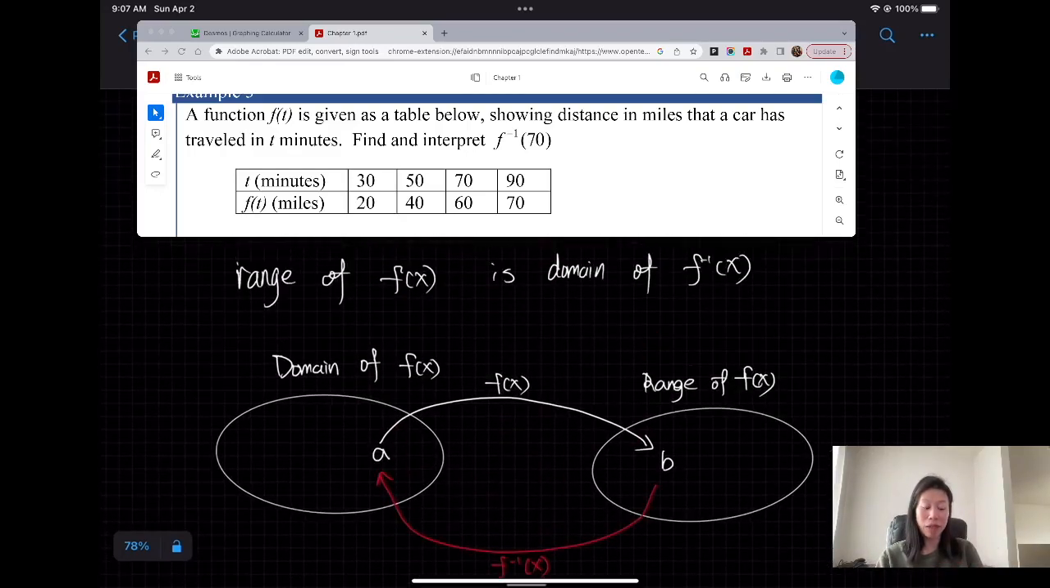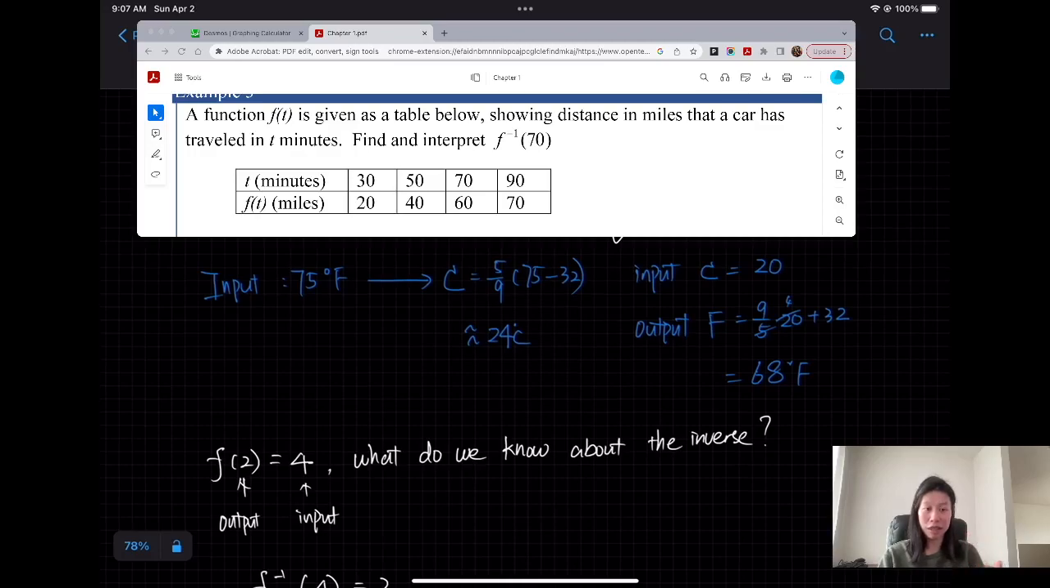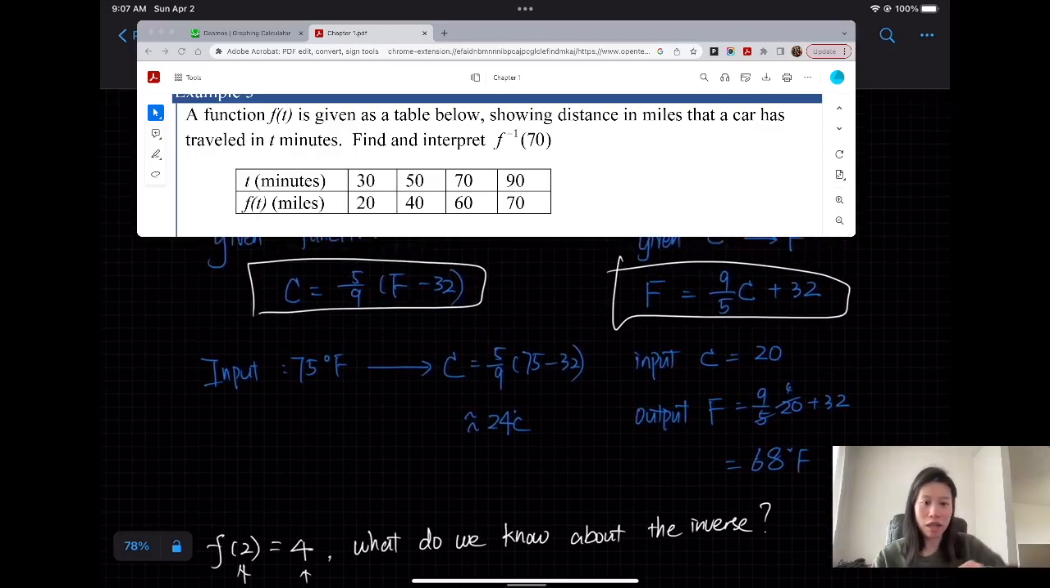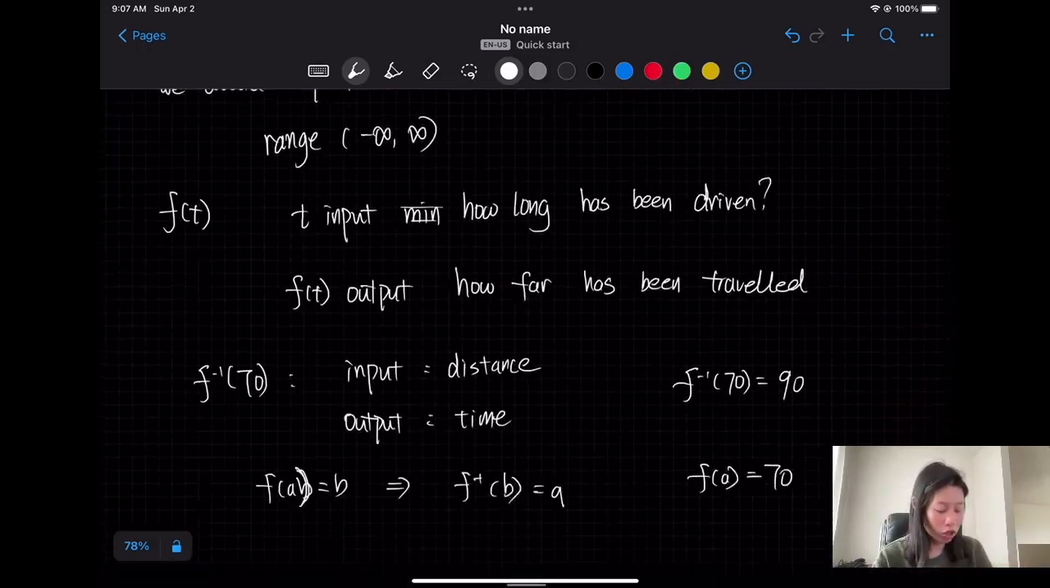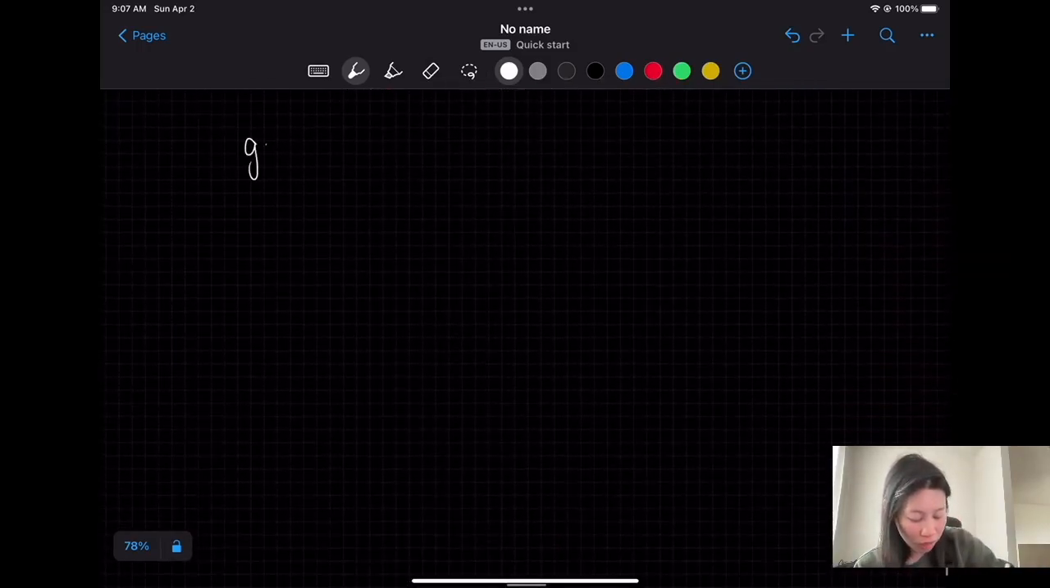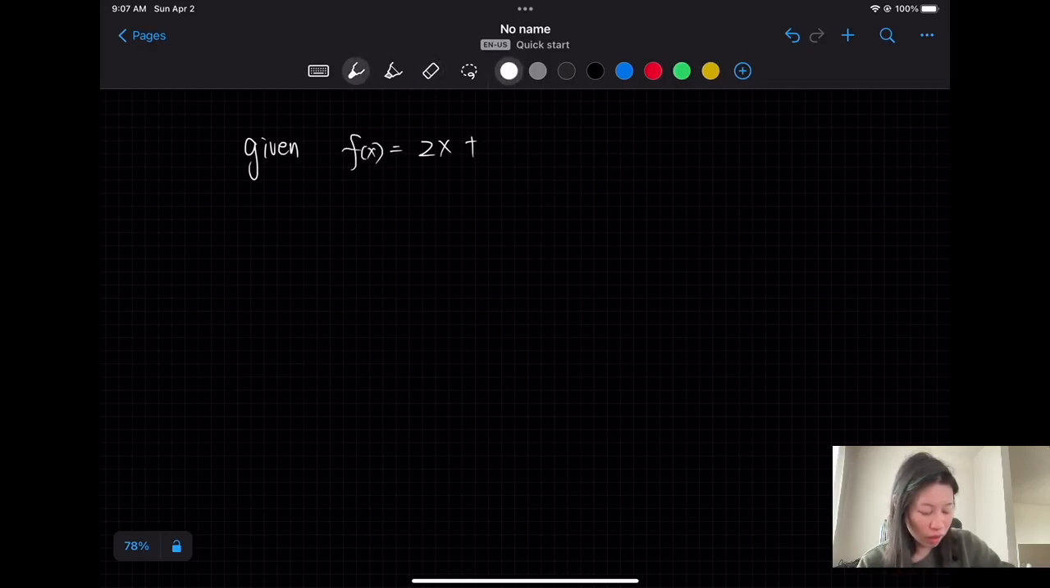So at the beginning of the class, we talked about Celsius and Fahrenheit. Now I would like to talk about how we find the inverse function if I'm giving you a function. For example, if I'm given a function y equals 2x plus 4, let's use f(x), I want you to find the inverse function of f(x). How do you do that?